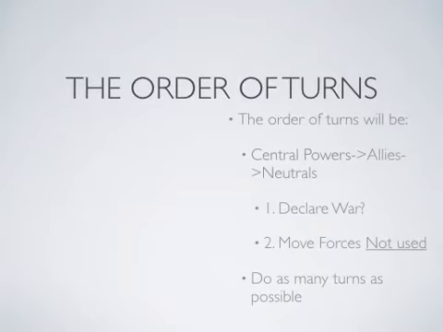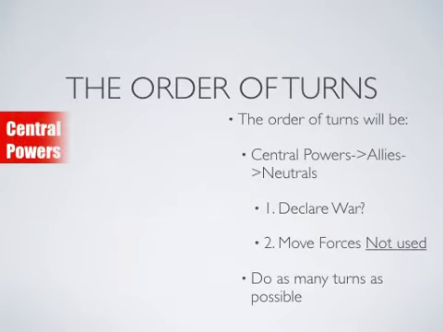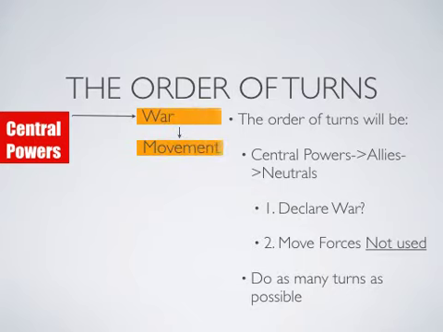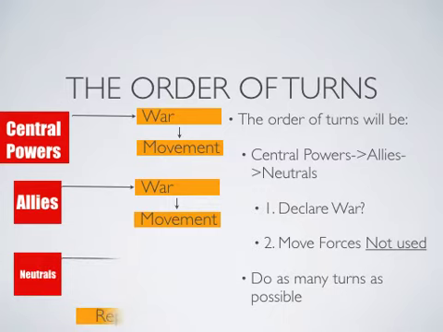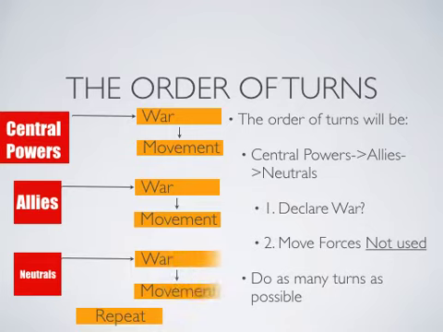The order of turns will start with the Central Powers, then the Allies, then the neutrals. We will follow this every day. So wherever we leave off, for example, if the Allies finished their war but did not have movement, then we will start with Allied movement. So it goes war, then movement of forces you did not use during war, and then it goes to the next side, which would be Allies, and then the neutrals go. And we just repeat this and do as many as we can in one day.